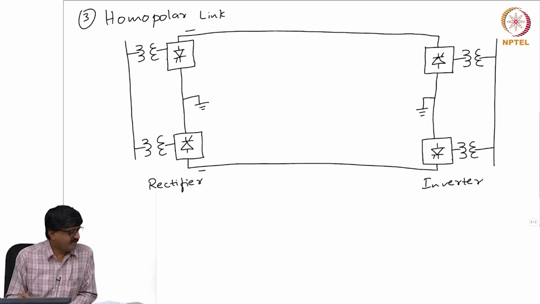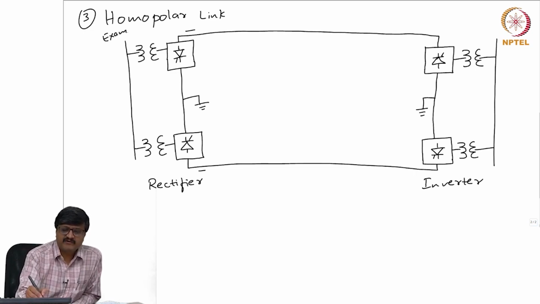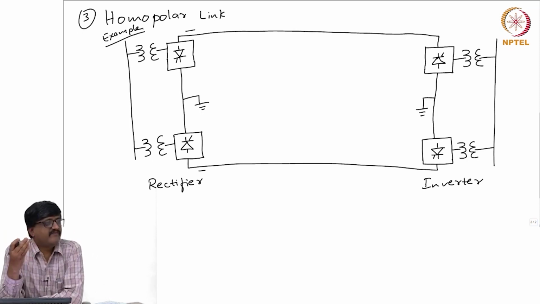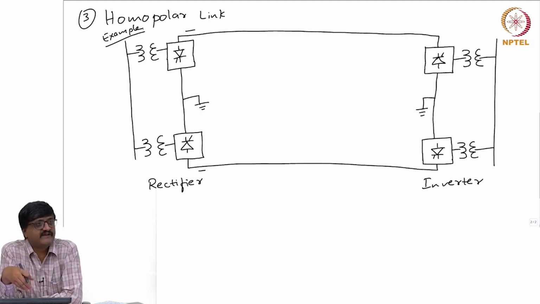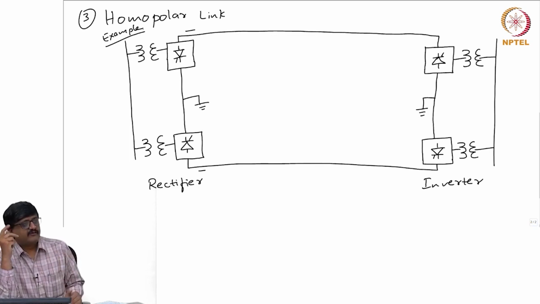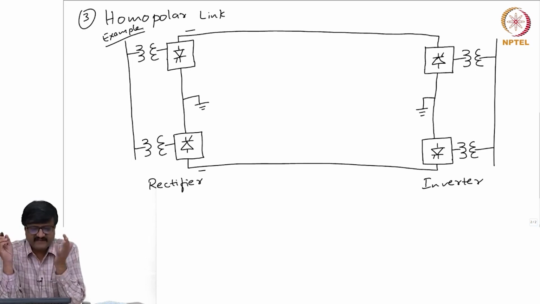Now, this is just an example of homopolar. In fact, what one can have as a general homopolar link is any number of such 12 pulse converters on both sides, of course identical number. If I have, say, instead of 2 12 pulse converters on the rectifier side, I can have 3. So, if I have 3 on the rectifier side, I will also have 3 on the inverter side. So, this is one example where I have 2 12 pulse converters on both sides. Okay. So, when any number of 12 pulse converters are there on both sides, all the conductors are at the negative potential. So, there is a return current.